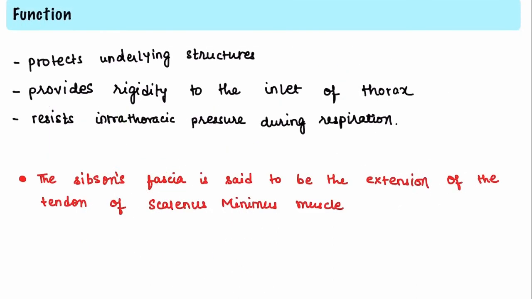Now, let's talk about the functions of the Sibson's fascia. It has majorly three functions. The first is that it protects the underlying structures, that is the cervical pleura and the apex of the lung. Second is that it provides rigidity to the inlet of thorax. And third, it resists the intrathoracic pressure during respiration.